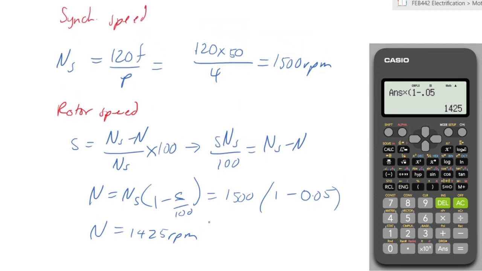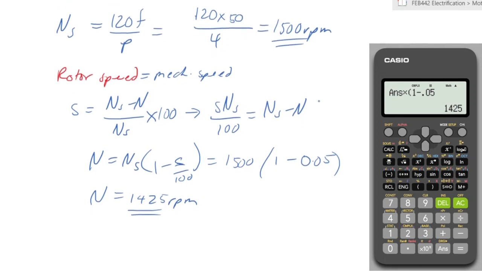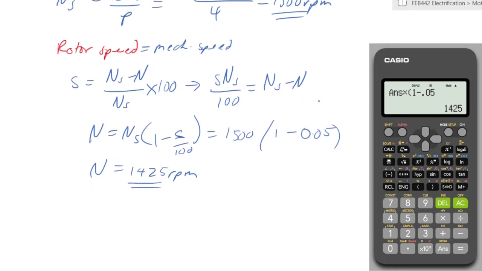So this is what we are talking about. The synchronous speed, the speed of the rotating magnetic field, is 1500 RPM. But the rotor speed, the mechanical speed of the machine, the speed at which the shaft of the machine ultimately rotates, is less than that, 1425. What we were talking about, there must always be a difference. N must always be less than synchronous speed.